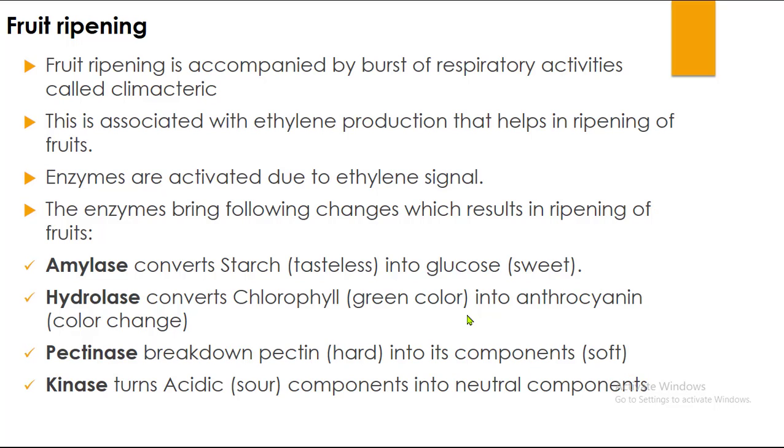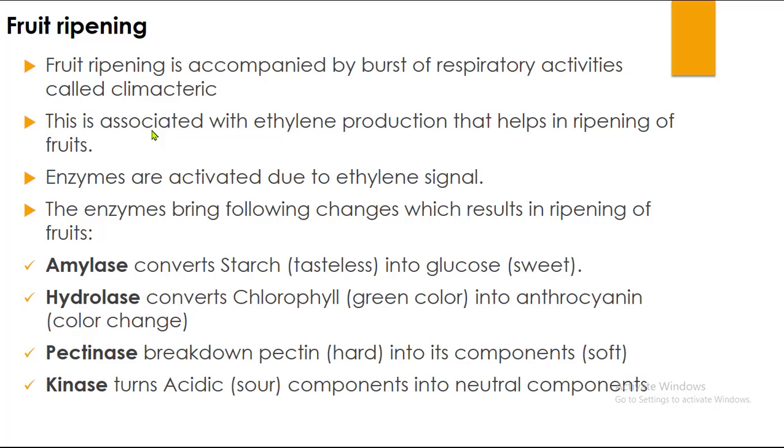Moving on, the last topic of this lesson is fruit ripening. The process of fruit ripening is quite interesting. Although there is a particular season for the ripening of fruits in each plant species, the mechanism is the same for all these fruits. Fruit ripening is accompanied by a burst of respiratory activity called climacteric. This is associated with ethylene production that helps in the ripening of fruits.